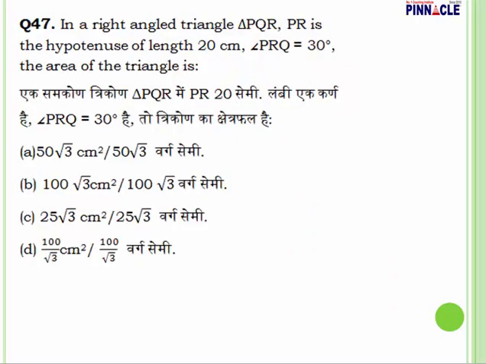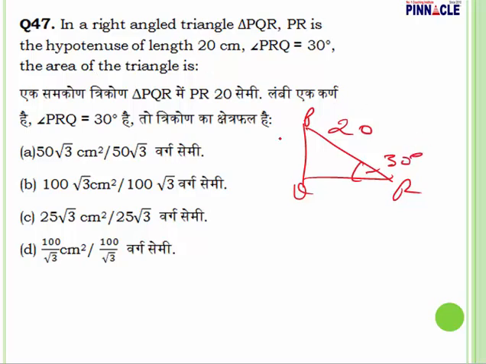Next question, question number 47. In a right angle triangle PR is hypotenuse of length 20, angle PRQ is 30 degree. Area of triangle would be how much? Now, if I know this and I know this, I will be able to find the value of this. In other words, you can write h by 20 and tangent 30, and tangent 30 is equal to 1 by root 3.